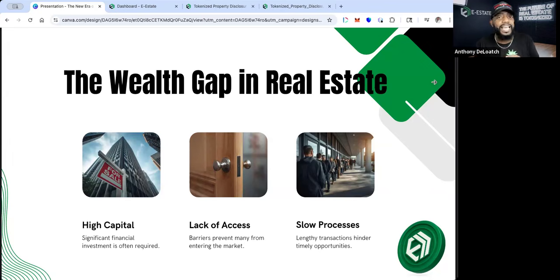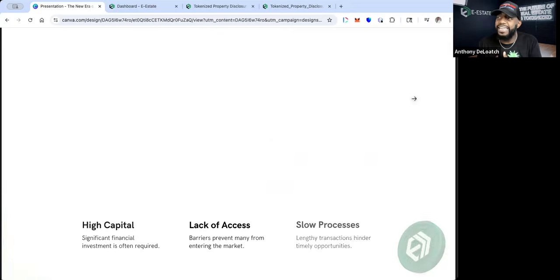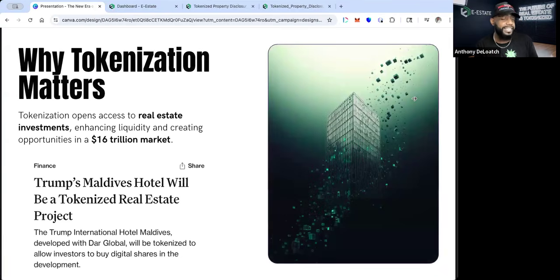And I want to tell you that shift is changing everything. It's eliminating that lack of access and it's speeding up the process for you to get the passive cash flow in real estate like never before. What is that we're talking about? We're talking about tokenization. Now, yes, tokenization is impacting every area of our financial market, but our focus today is on real estate. Now, why are we focusing specifically on real estate?